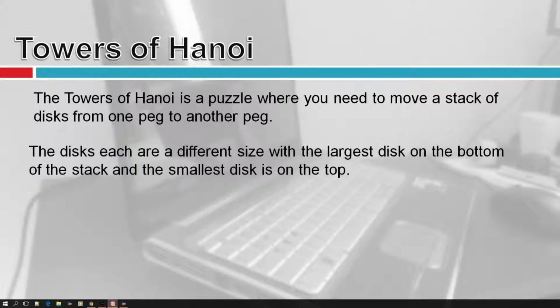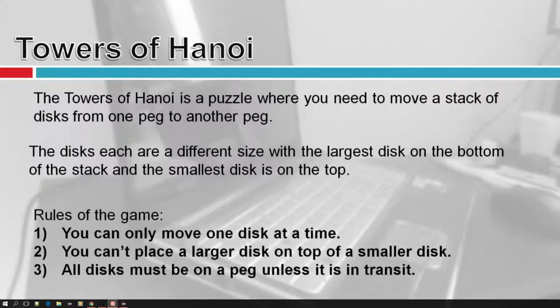Essentially, you have different sized discs on 3 pegs. The goal is to move the entire tower from one peg to the other. Each disc is a different size, with the largest disc on the bottom and the smallest disc on the top. The rules of the game are you can only move one disc at a time. So you can't place a larger disc on top of a smaller disc. And all discs must be on a peg unless it is moving.